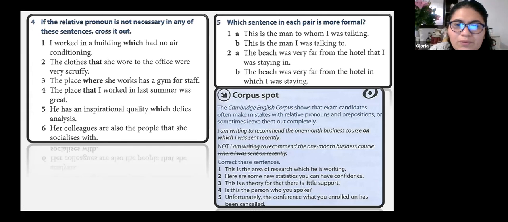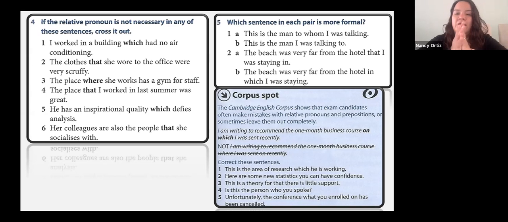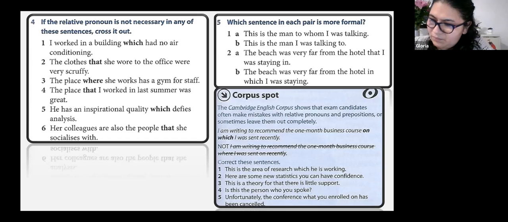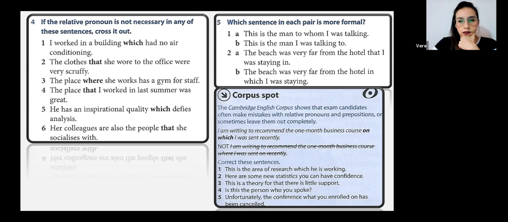Okay, the Cambridge English corpus shows that exam candidates often make mistakes with relative pronouns and prepositions, or sometimes leave them out completely. I am writing to recommend the 1 month business course on which I was sent recently. Not, I am writing to recommend the 1 month business course where I was sent on recently. Now it says that often candidates make mistakes with relative clauses, relative pronouns and prepositions, okay? So here on the first sentence, what is the difference between the correct one and the non-correct one? The preposition can't go at the end of a sentence. Okay. All right. Not at the end.